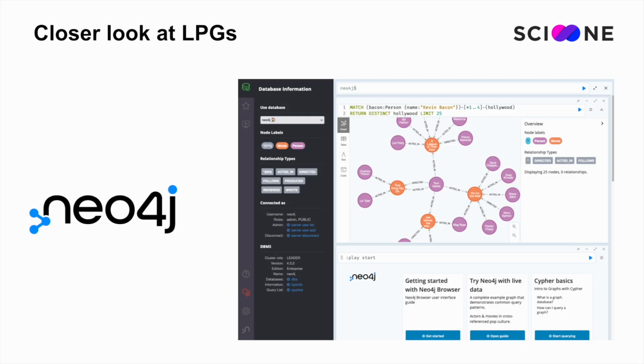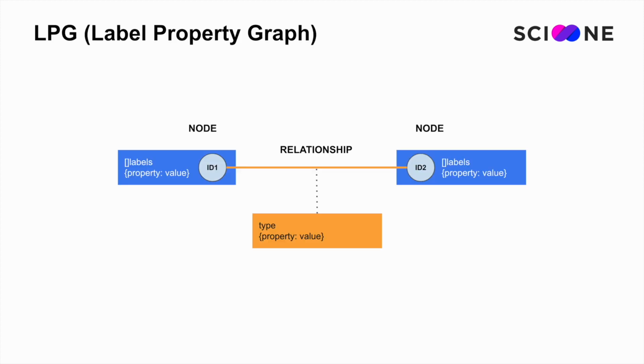Let's take a closer look at the label property graph model. It is used by many graph engine solutions. For this video though, I'll rely on Neo4j because it's the most mature, by far the most popular, and it has an awesome UI. So what is the label property graph model?